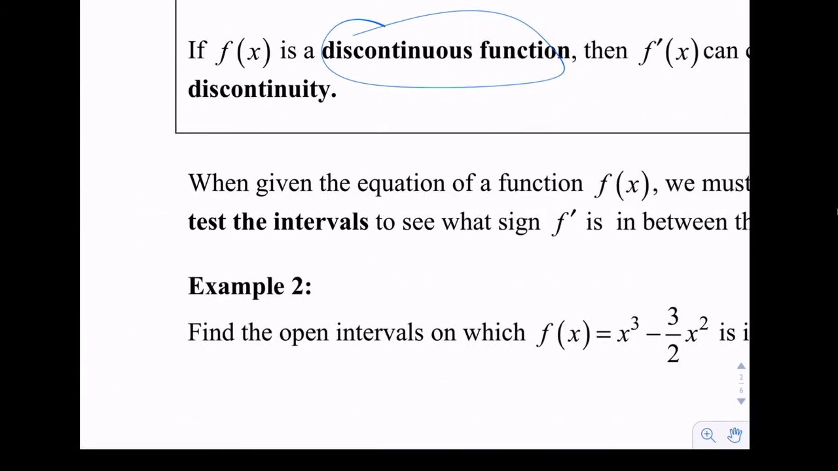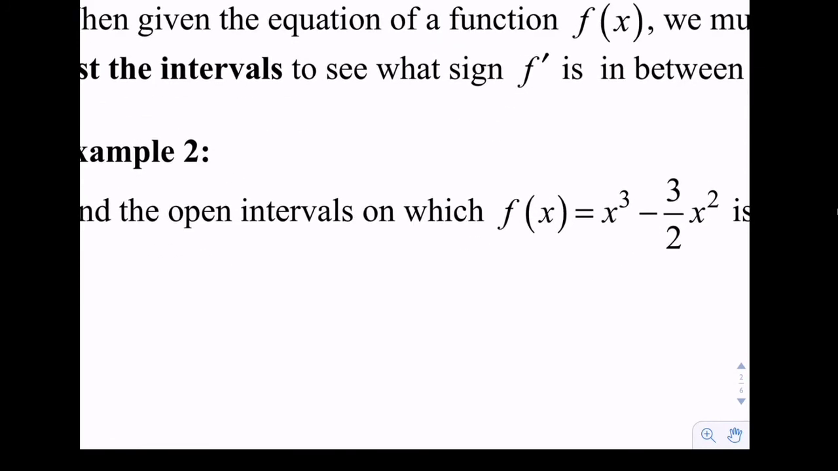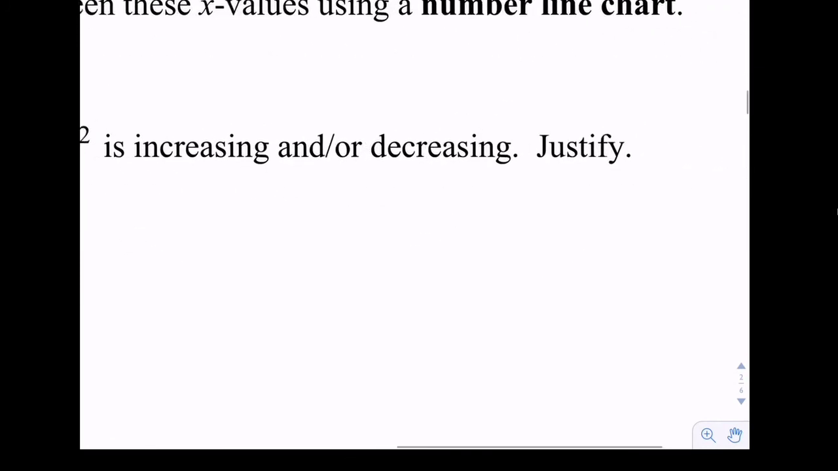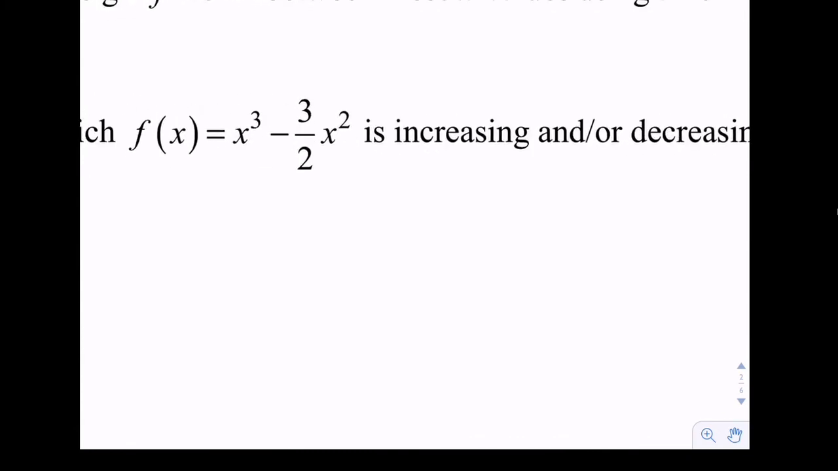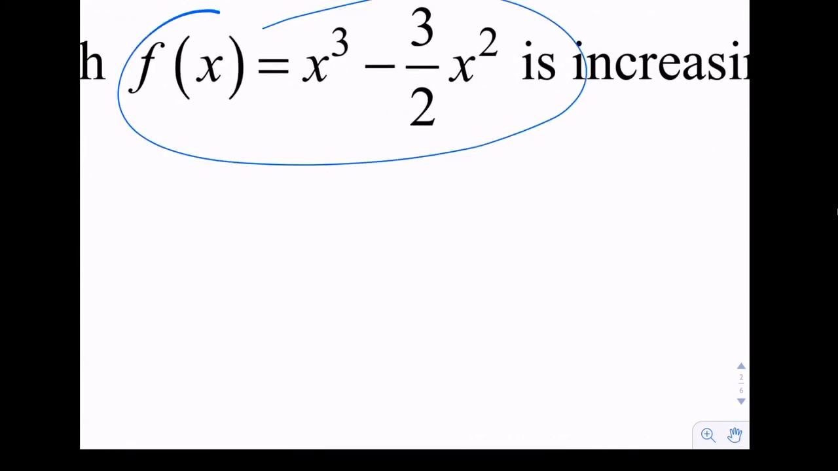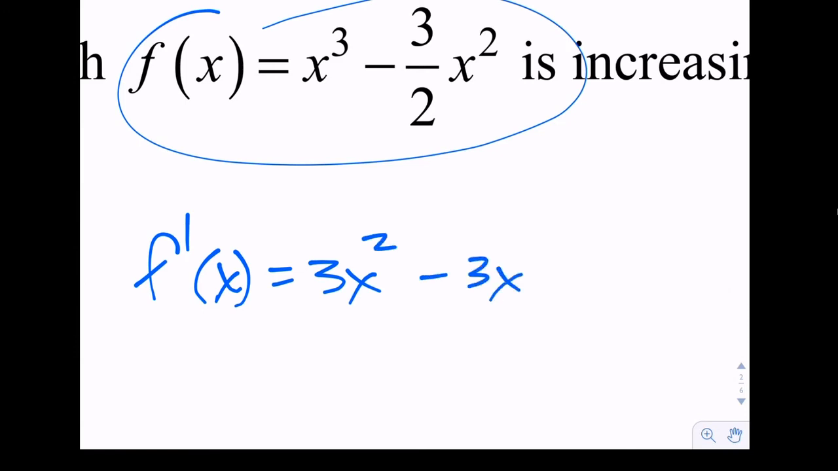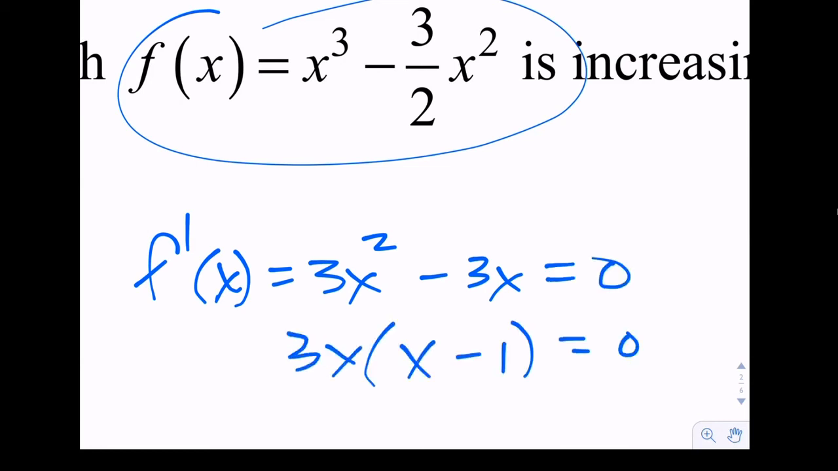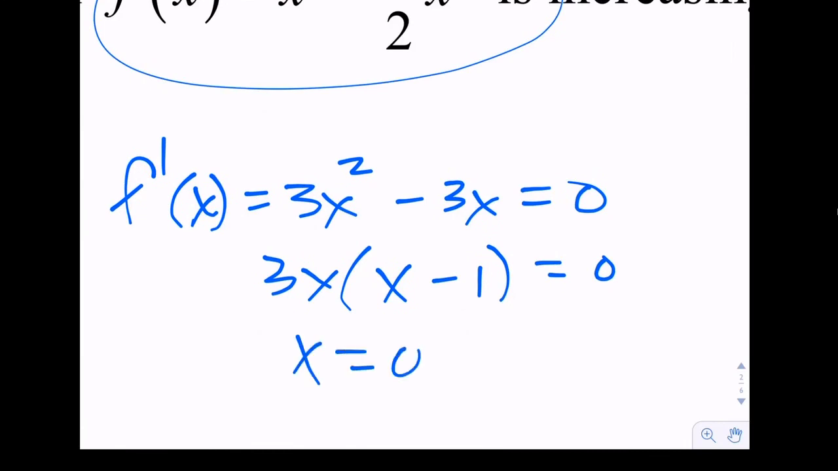All right. Example 2. Find the open intervals where this is increasing or decreasing, and justify. Sorry, I'm watching the clock. This is a what type of function? Polynomial. It's continuous where? Everywhere. So there's no discontinuities. So determining where it's increasing or decreasing, I need the derivative, because I need to find the critical values. So I get 3x squared minus 3x. It's never undefined, so I don't have to worry about that. I'll set it equal to 0, factor out an x, and I get two critical values at 0 and 1.